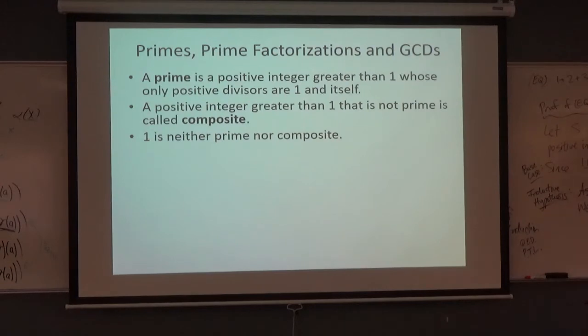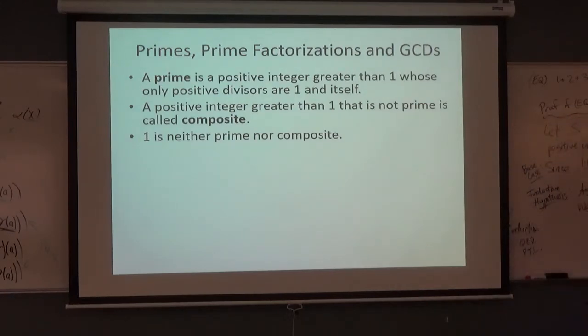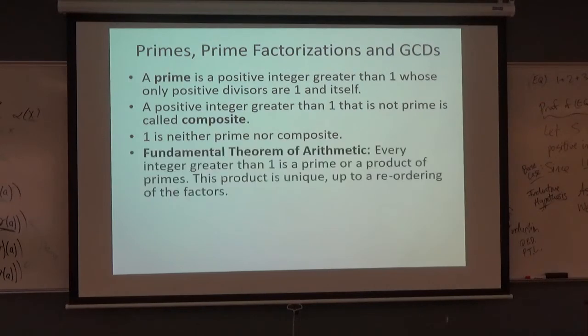You might scratch your head and wonder why. Well, aren't the only divisors 1 and itself? Well, yes, but if we allowed 1 to be prime, it would wreck the following fact, the fundamental theorem of arithmetic, that every integer greater than 1 is a prime or a product of primes. This product is unique up to a reordering of the factors. If we allowed 1 to be a prime, this would no longer be true as stated, because you could allow an arbitrary number of 1s in your factorization.